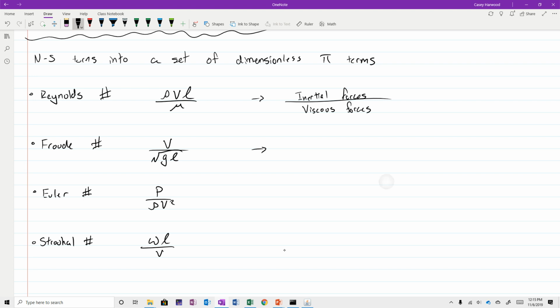The Froude number can be thought of as the ratio of inertial forces to gravitational body forces. The Euler number can be thought of as the ratio of pressure-based surface forces to inertial forces.